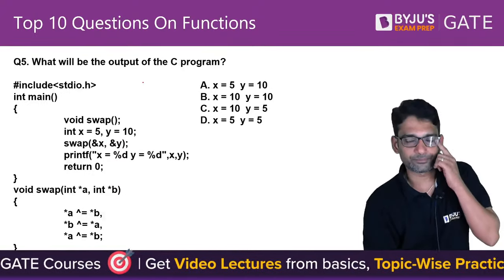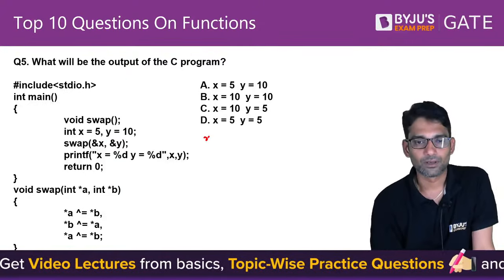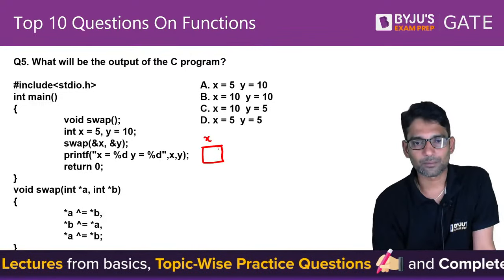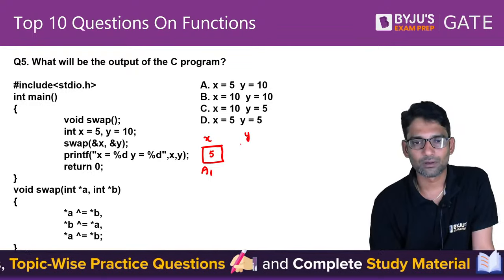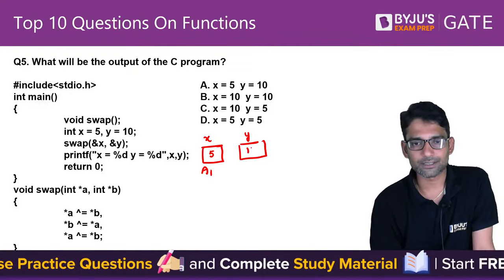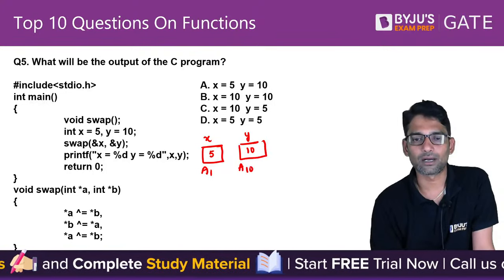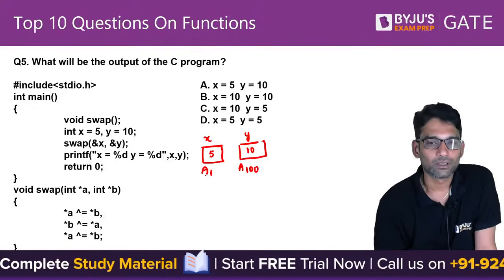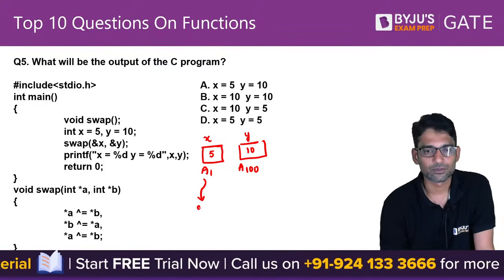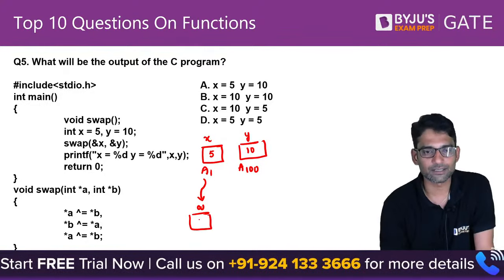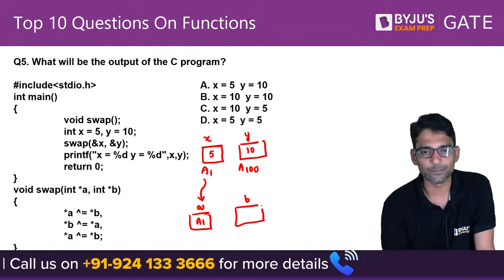Swap of, let x address is A1, y address is A100. These addresses we are passing as arguments. So pointer A is taking A1, pointer B is taking A100.